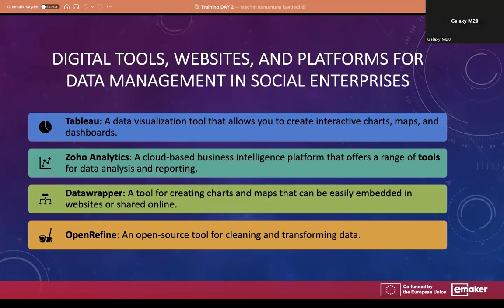Another one, Open Refine. It's an open source tool for cleaning and transforming data. Maybe in some ways you need to transform your data. For example, if you have some demographical information, and you need to cut them into, for example, age, marital status, or income, then it will be useful to use Open Refine so as to divide and transform your data.